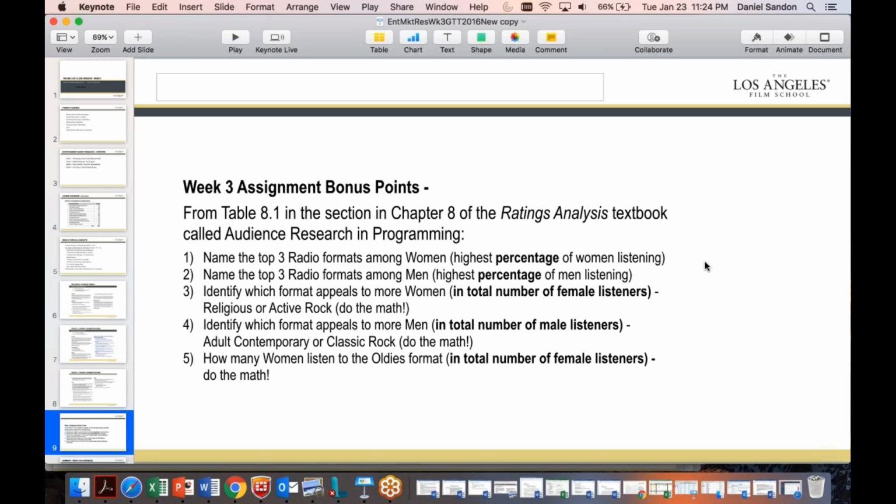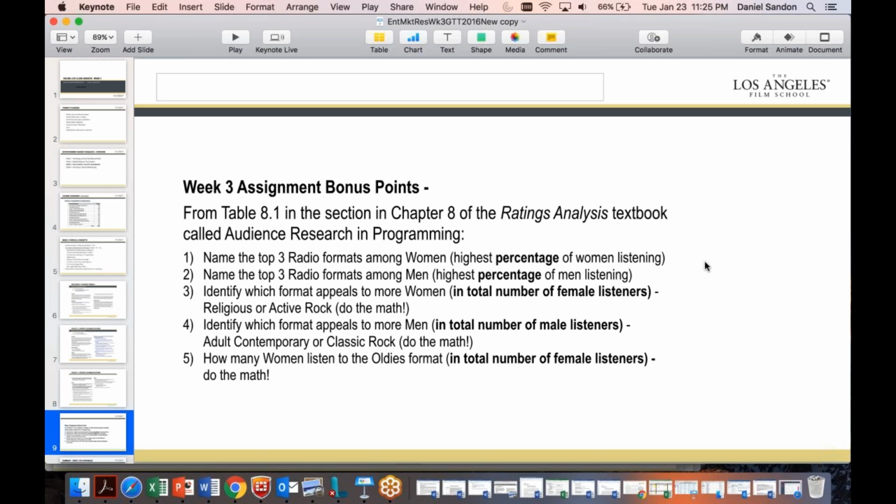The total number of females who listen to religious radio, or the total number of females who listen to active rock radio. Number 4 is a similar question. Identify which format appeals to more men in total number of male listeners, either adult contemporary or classic rock. So you're going to have to do the math again. Find the total audience for adult contemporary. We looked at that already. It was the first one on the list. The total audience was 76 million and some, right?